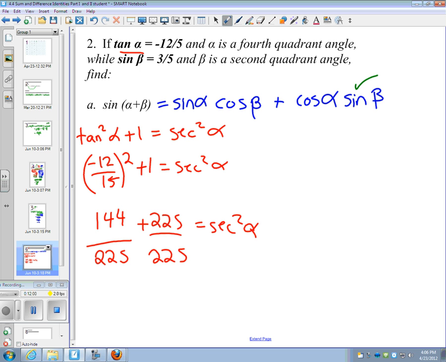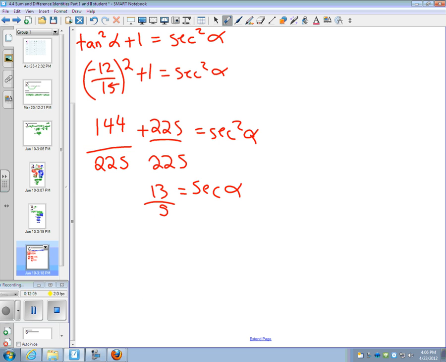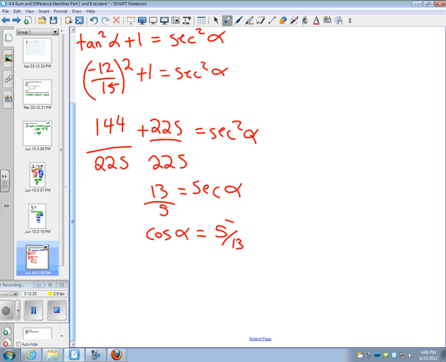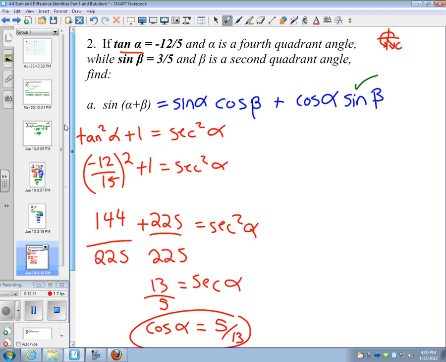If you add those together, you square root them, and you get 13/5 is secant of alpha. So therefore, cos of alpha is equal to 5 over 13, the reciprocal. Okay, alpha is what type of angle? It's a fourth quadrant angle. So that means it looks like this. So in this one, cos is positive, and we had cos is positive, so we're going to leave that there. Okay, so now I have cos of alpha.